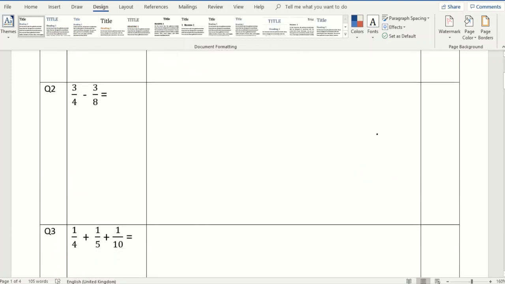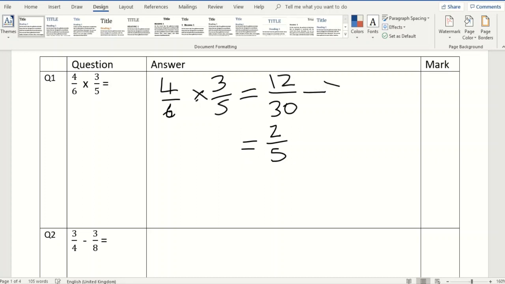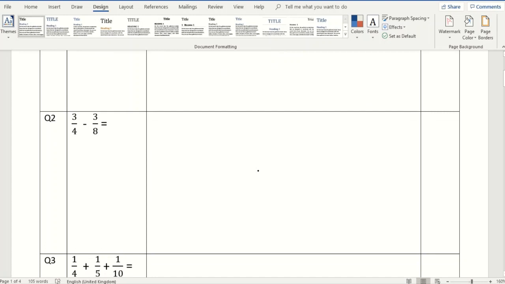Right, question number 2. So I'm just going to go back. If you're not sure how that simplifies down to 2/5, all you do is you divide both numerator and denominator by 6, and that leaves you with, so 12 divided by 6 is 2, and 30 divided by 6 is 5.